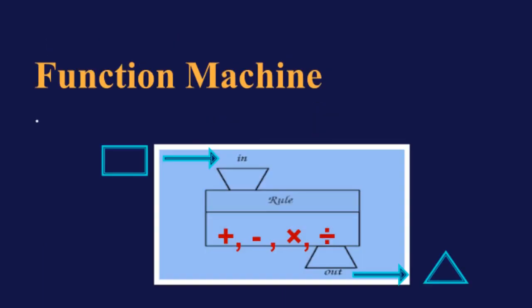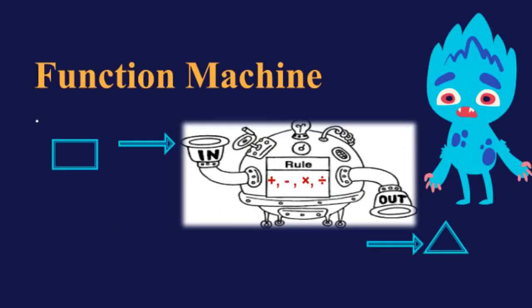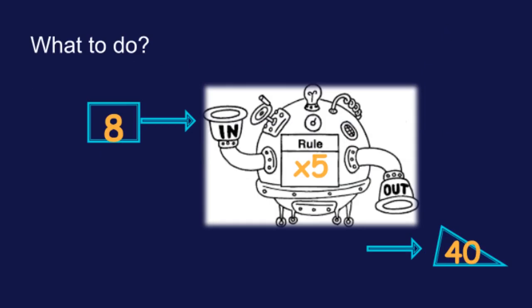A function machine is an imaginary device that receives input and generates an output. How does it work? A function machine works when an input goes in, something happens to it inside the machine, and an output comes out. Let us first do a function machine activity as a pre-algebra exercise. A number, the input, is put into the machine and is transformed into another number, the output, through the application of a rule.